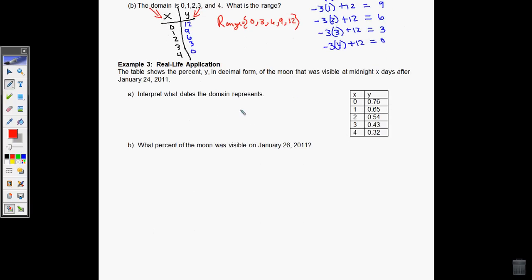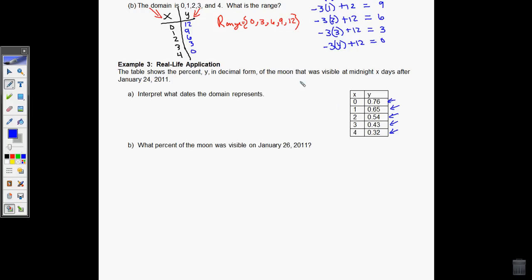Last example. The table shows the percent y, in decimal form, of the moon that was visible at midnight x days after January 24th. Okay, so that seems somewhat easy enough. I can wrap my head around what these things mean. So the table shows the percent y in decimal form of the moon that was visible. So this must mean that it was 76% visible. This must mean it was 65% visible, 54%, 43%, 32% visible.